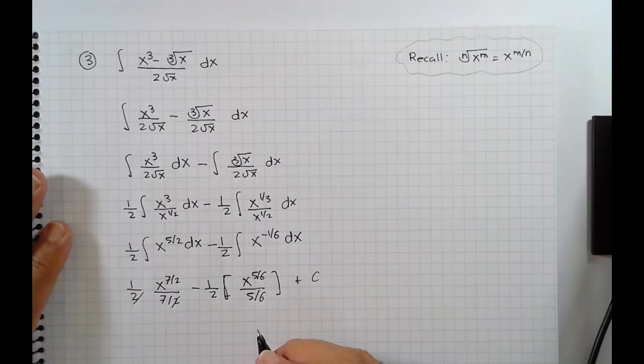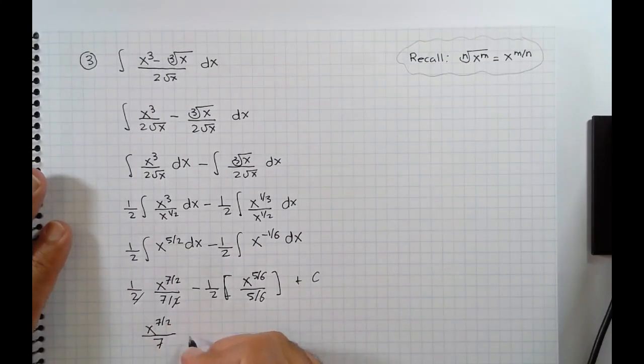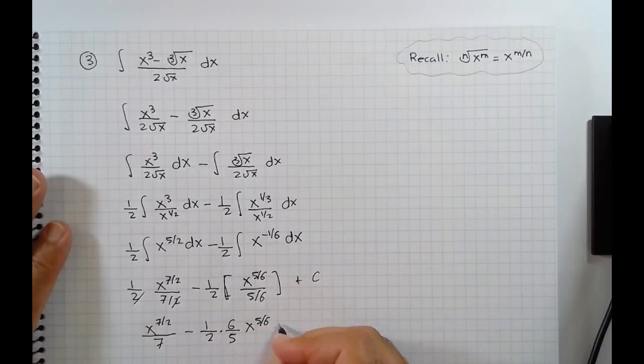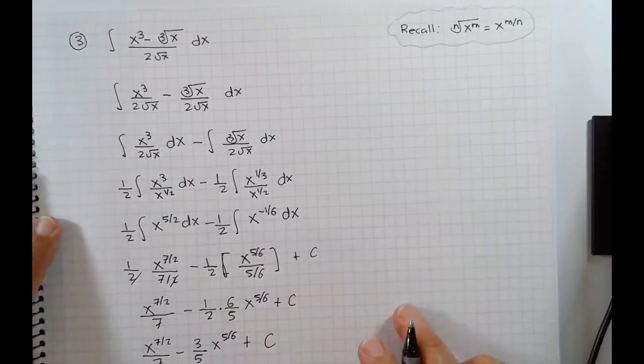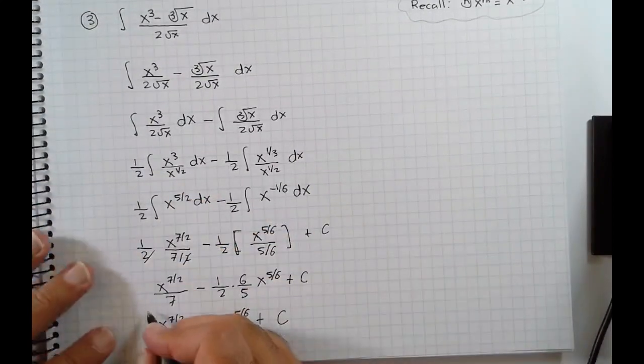This 2 cancels with this 2, and you get x to the 7 over 2 over 7 minus 1 half times, flip the bottom, that's 6 over 5, x to the 5 over 6, plus c. x to the 7 over 2 over 7 minus 6 over 2, that's 3 over 5, 3 over 5, x to the 5 over 6, plus c. And this would be your final answer.